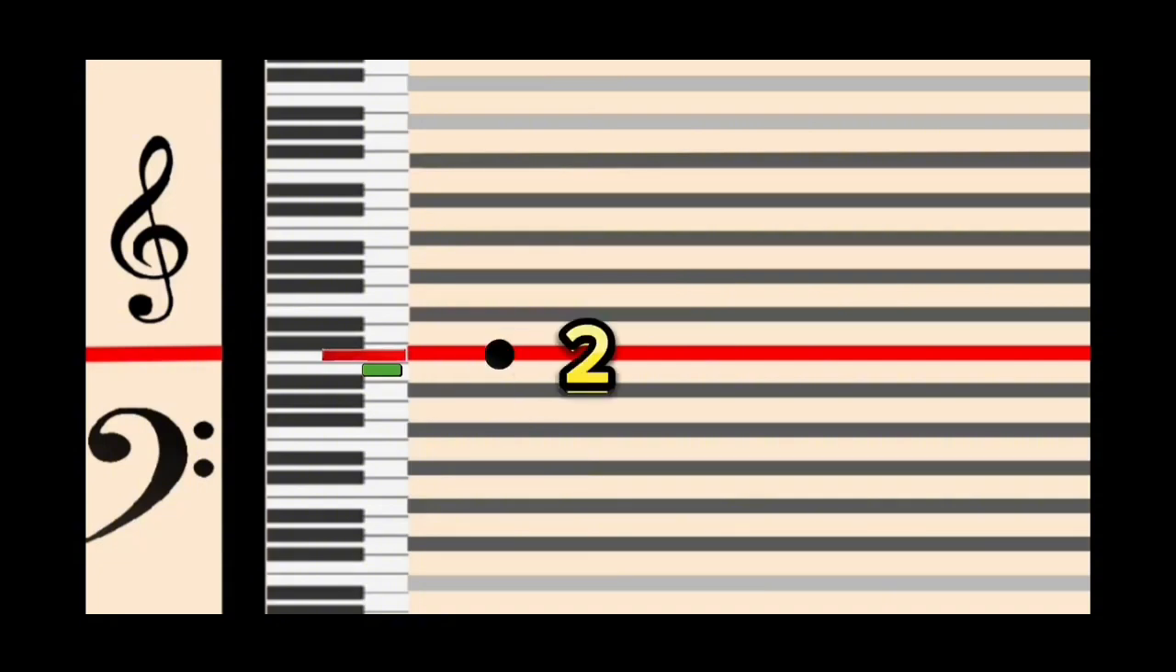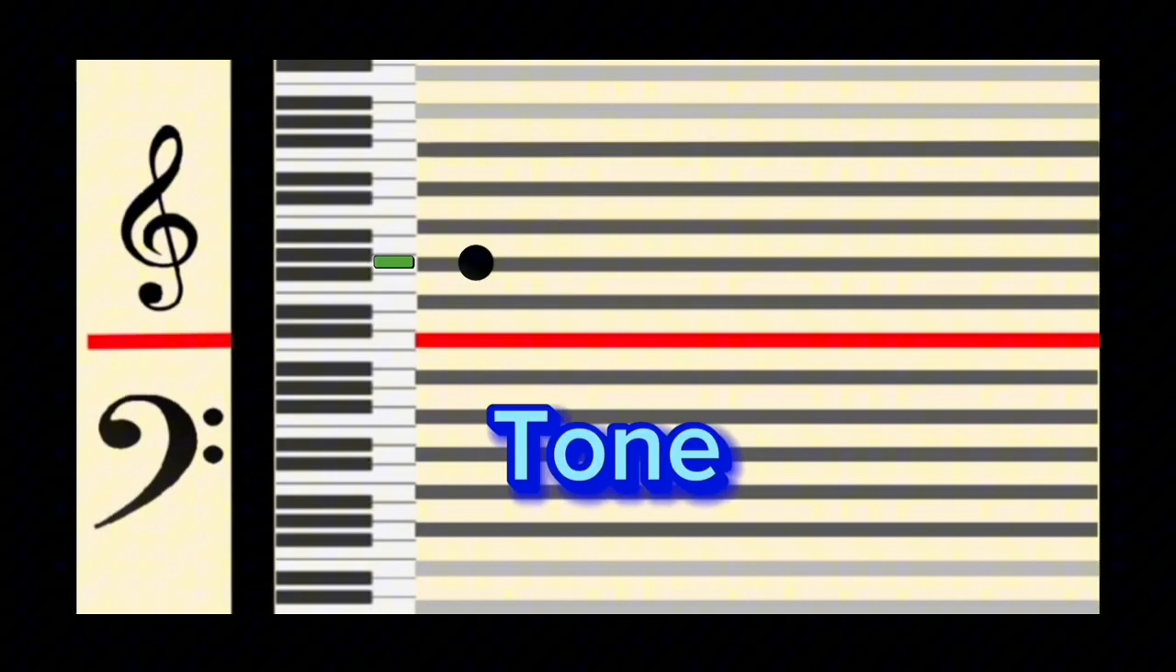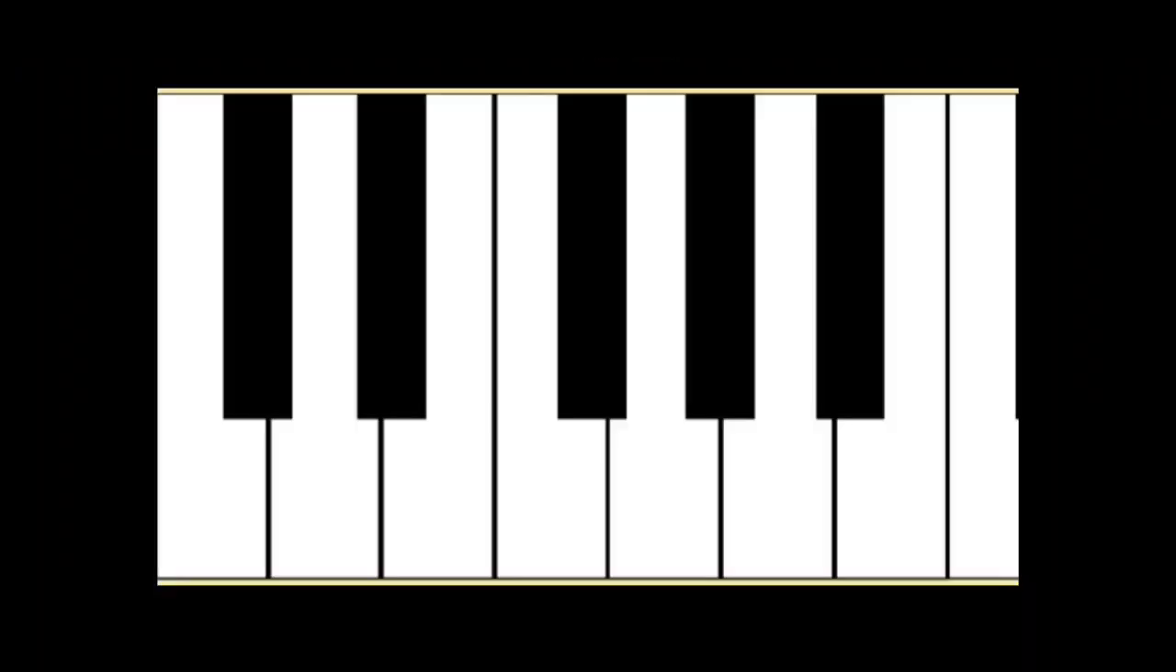Let's count those pitches. 1, 2, 3, 4, 5, 6, 7, 8. Wow! As we've learned in previous lessons, moving from one key or pitch to the next involves either a tone or a semitone. Here is the basic key pattern of the keyboard. This is also the octave pattern of our middle pitch.